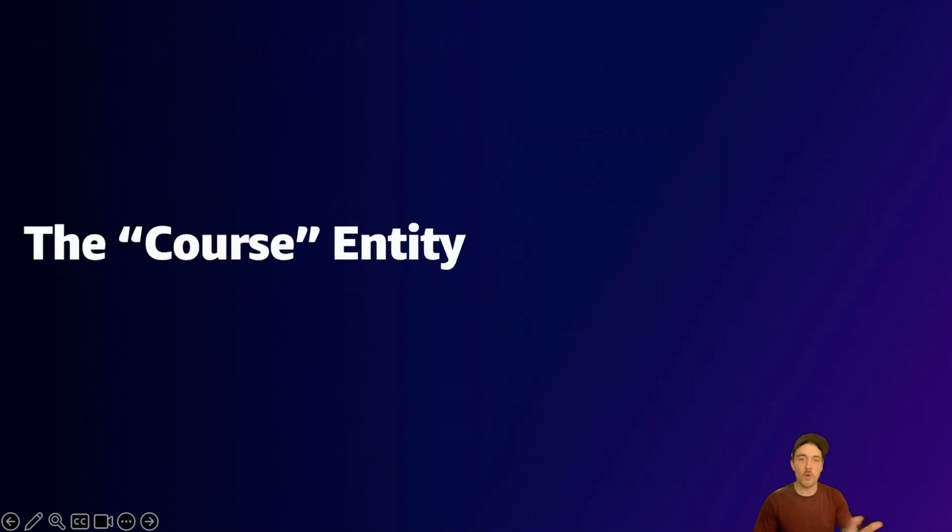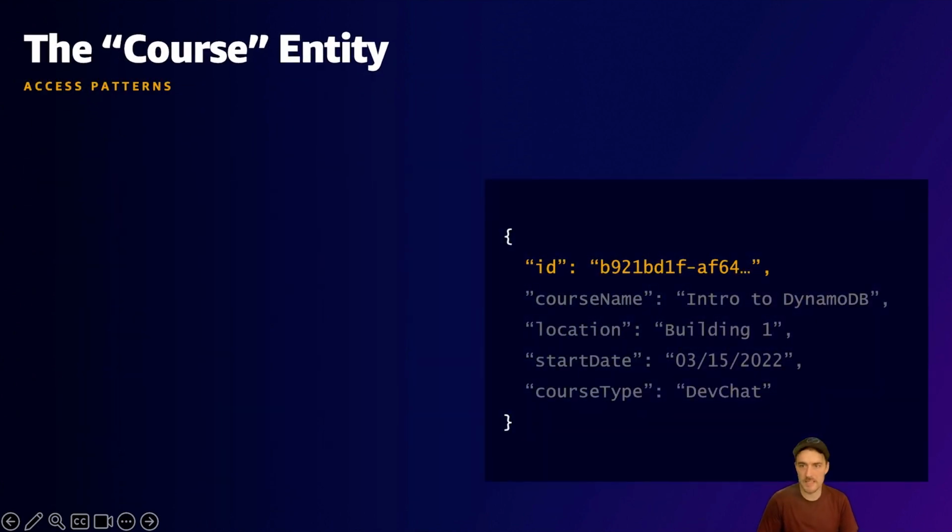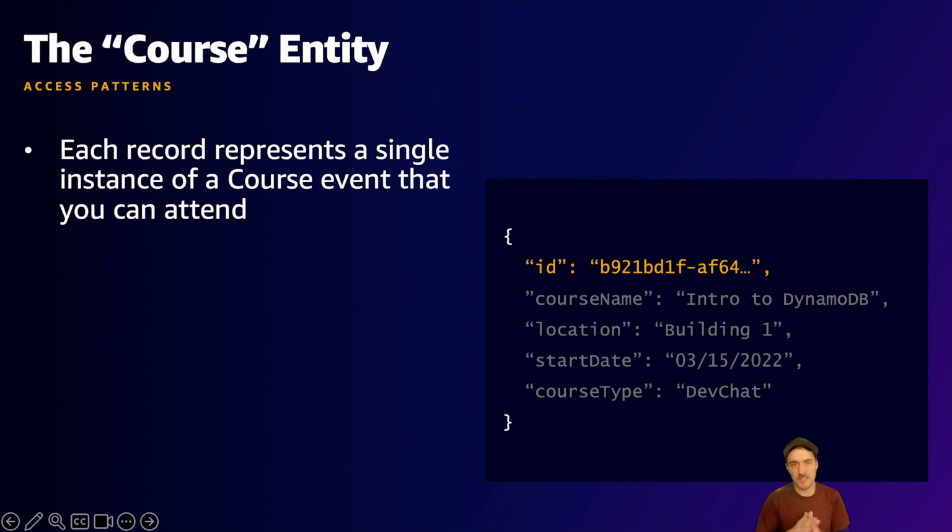So let's talk about the course entity. This is one of the things that we're tasked with modeling. And what is a course entity? Each record of a course entity in our database is going to represent a single instance of a course event that you can attend.